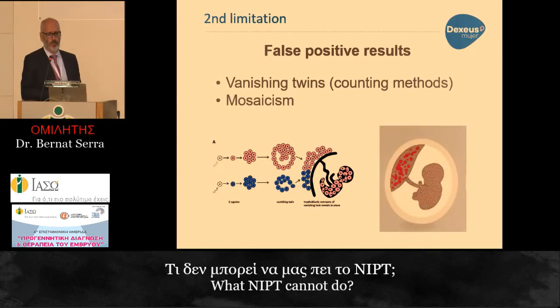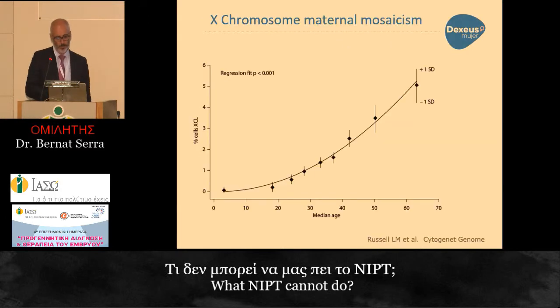Another possibility of a false positive result is that there is a placental confined mosaicism. If the fetus is normal but there is a mosaicism in the placenta, the NIPT will detect this mosaicism and will tell you that the fetus is abnormal, although it is not. Therefore, also, if you have an absolutely normal ultrasound and the NIPS tells you that there is a chromosomal abnormality, please do not do a CVS, but do an amniocentesis. Wait a few weeks and then do the amniocentesis.